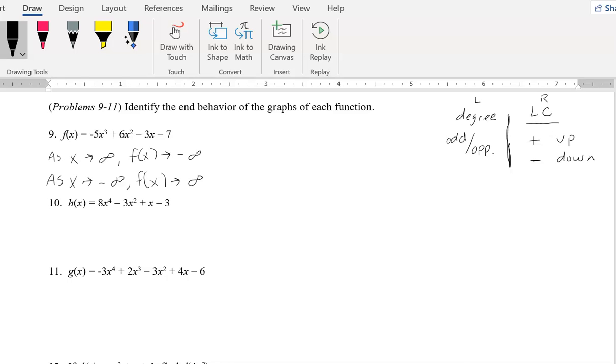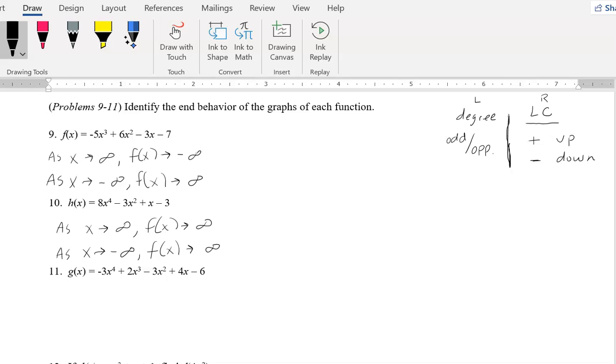So number 10, look at the lead coefficient. It's positive, so it should go up on the right as x approaches positive infinity. It's going up, positive infinity. Okay, the degree is even. So if odd means opposite, even must mean the same. As x approaches negative infinity, going to the left, it's also going up there as well.